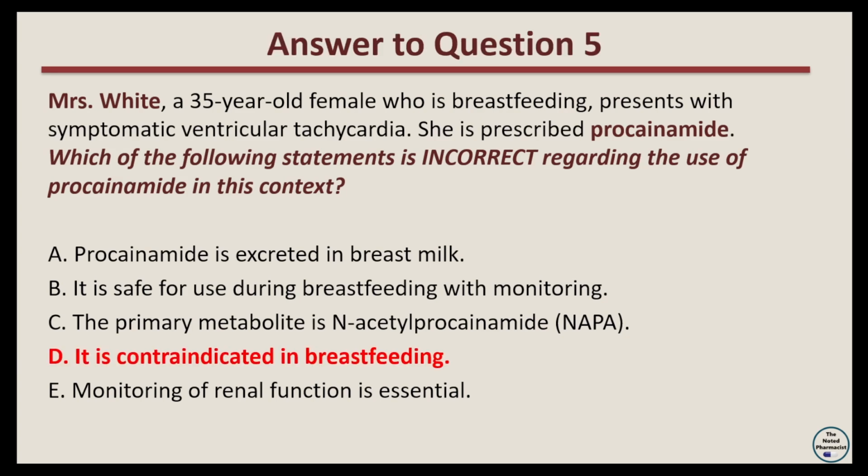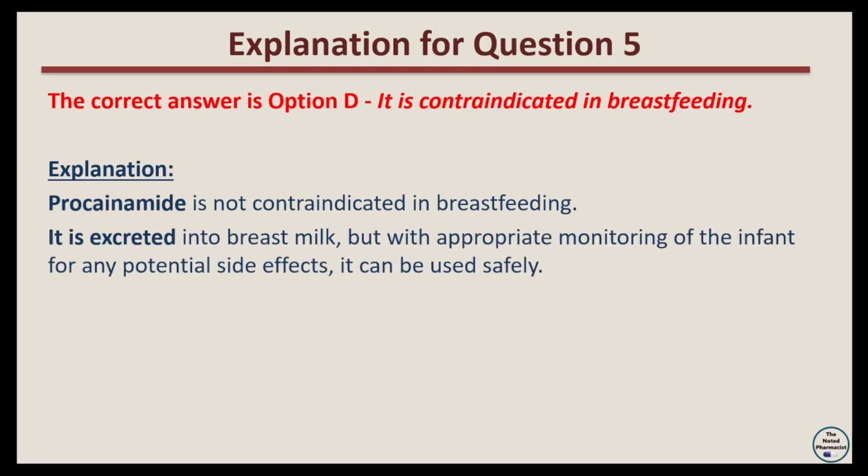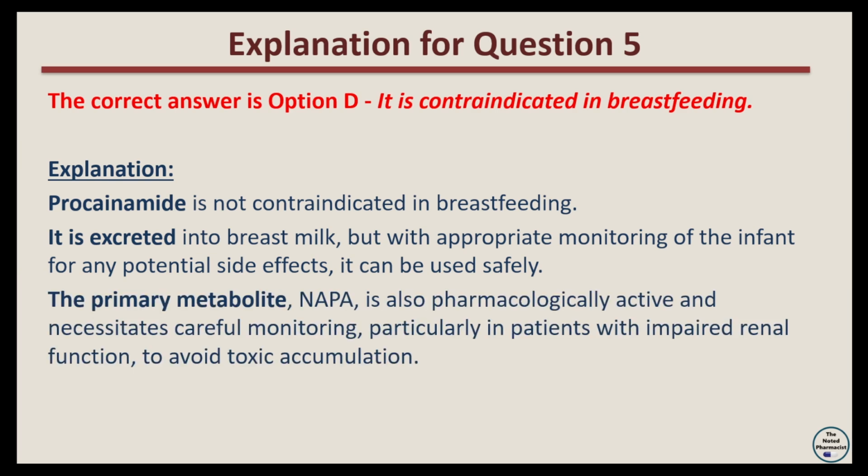The correct answer is option D, it is contraindicated in breastfeeding. The explanation is that procainamide is not contraindicated in breastfeeding. It is excreted into breast milk, but with appropriate monitoring of the infant for any potential side effects, it can be used safely. The primary metabolite, NAPA, is also pharmacologically active and necessitates careful monitoring, particularly in patients with impaired renal function, to avoid toxic accumulation.